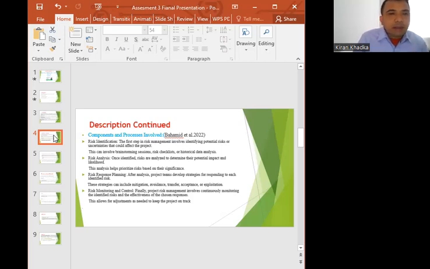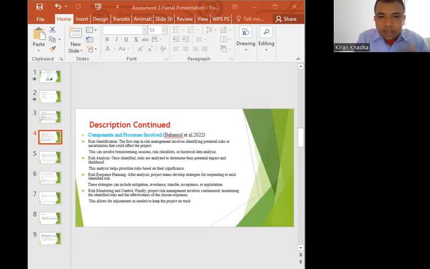Risk assessment. After identification of risks, each one is assessed to determine the likelihood of occurrence and its potential impact on the project's objectives. This step quantifies the risk severity. Risk prioritization. Risks are prioritized based on their severity and likelihood. This ranking helps in focusing attention on the most critical risks that require immediate action.